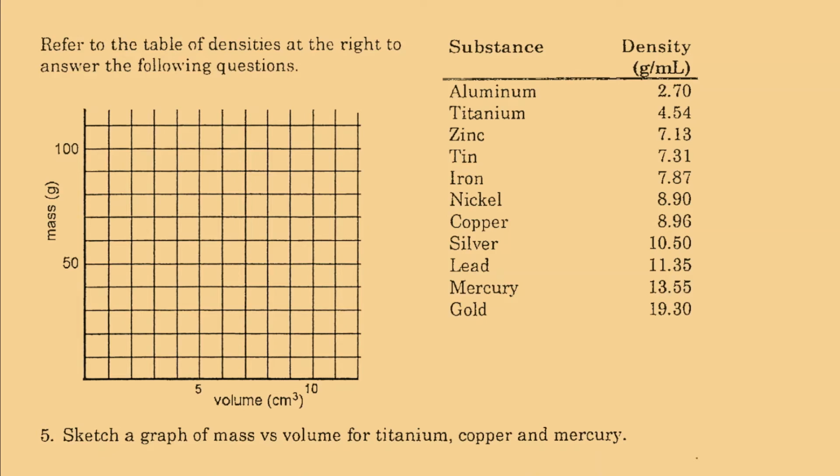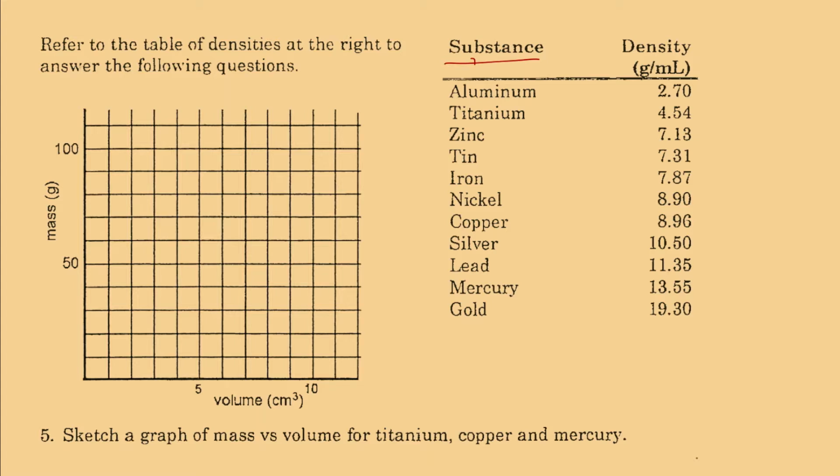Refer to the table of densities at the right to answer the following questions. So we have a list of densities here, different metals, aluminum, titanium, zinc, so on, and their densities given in grams per milliliter, or the number of grams for every 1 milliliter.